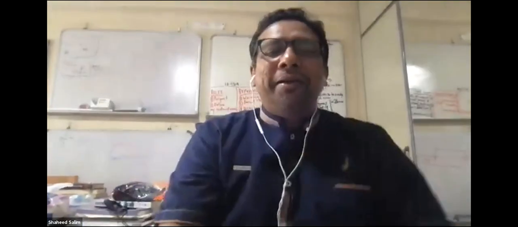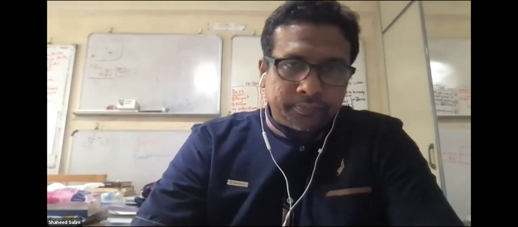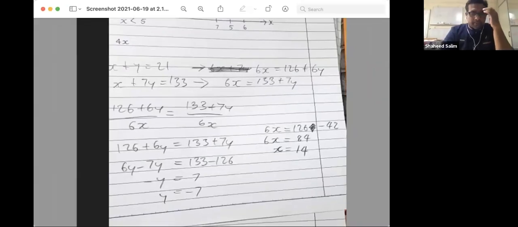Come, show me what your working is. Let us see. Yeah. So when you get an answer like that, you know there's something not right. Okay, let us see. So now you have written x plus y equals 21. Good. Then 6x plus 7y equals 133.